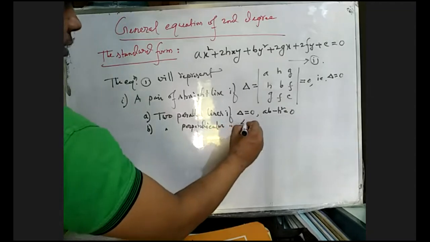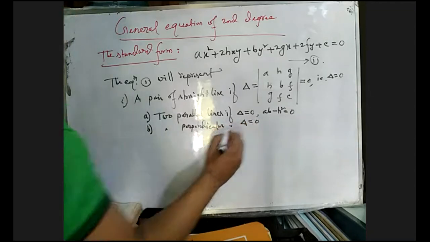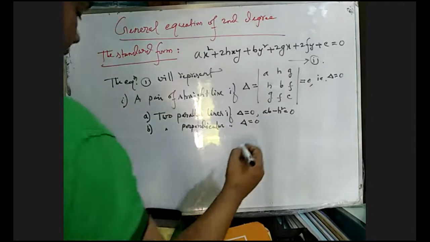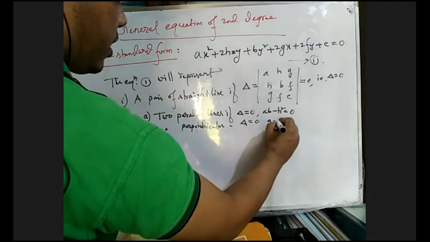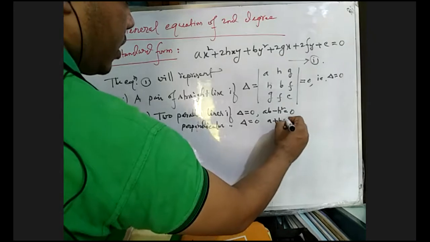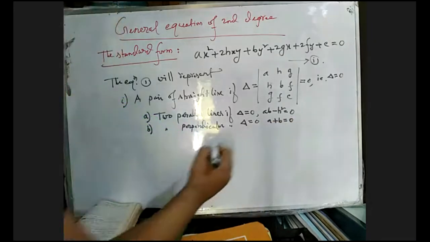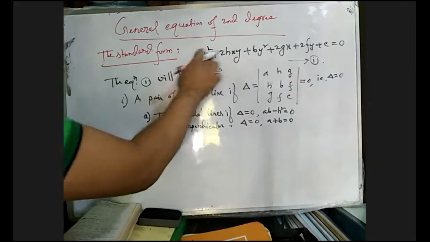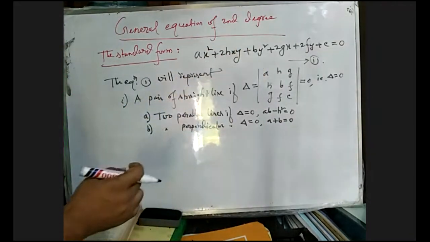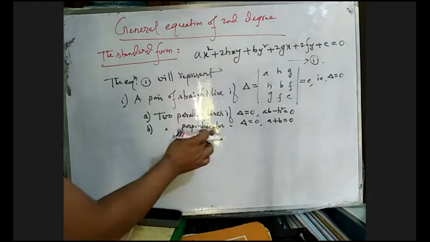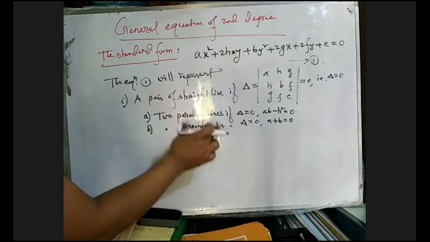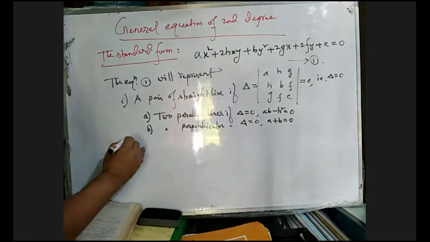Another condition, two perpendicular lines: if this determinant is also 0 and the sum of the coefficient of x square and the coefficient of y square will be 0. Then we get a pair of straight lines, but they will be perpendicular. Now another condition.